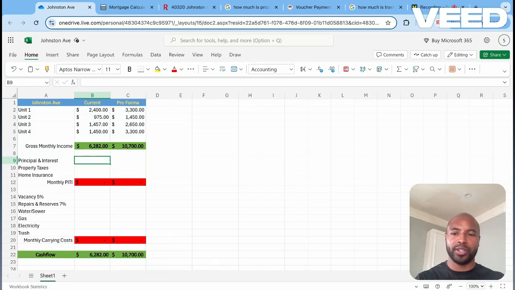Now that we have a handle on all the income that's coming in, what it is coming in currently, how it should look like once you make a couple of tweaks to the property, let's go ahead and get a handle on the expense column. And this is going to be the monthly housing cost just to actually buy the home in the first place. So the first thing we want to get a handle on is the principal and interest payment.